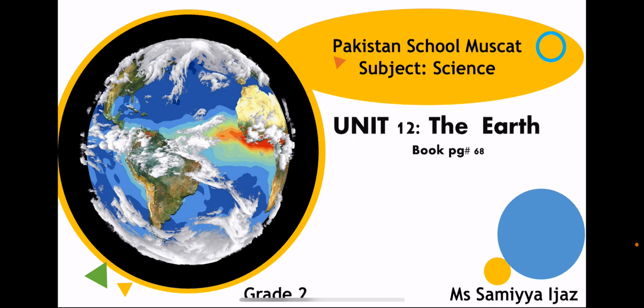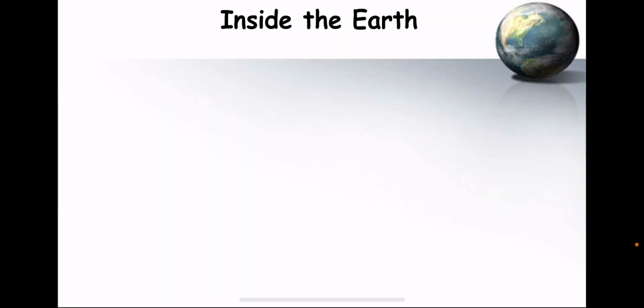As all of you know, we are learning about the earth, about how day and night happen, and why the earth is so different from the other planets. So today we are going to read unit number 12, the earth, book page number 68. Today we will learn about the structure of the earth, or what is inside the earth. So everybody open your book, page number 68.